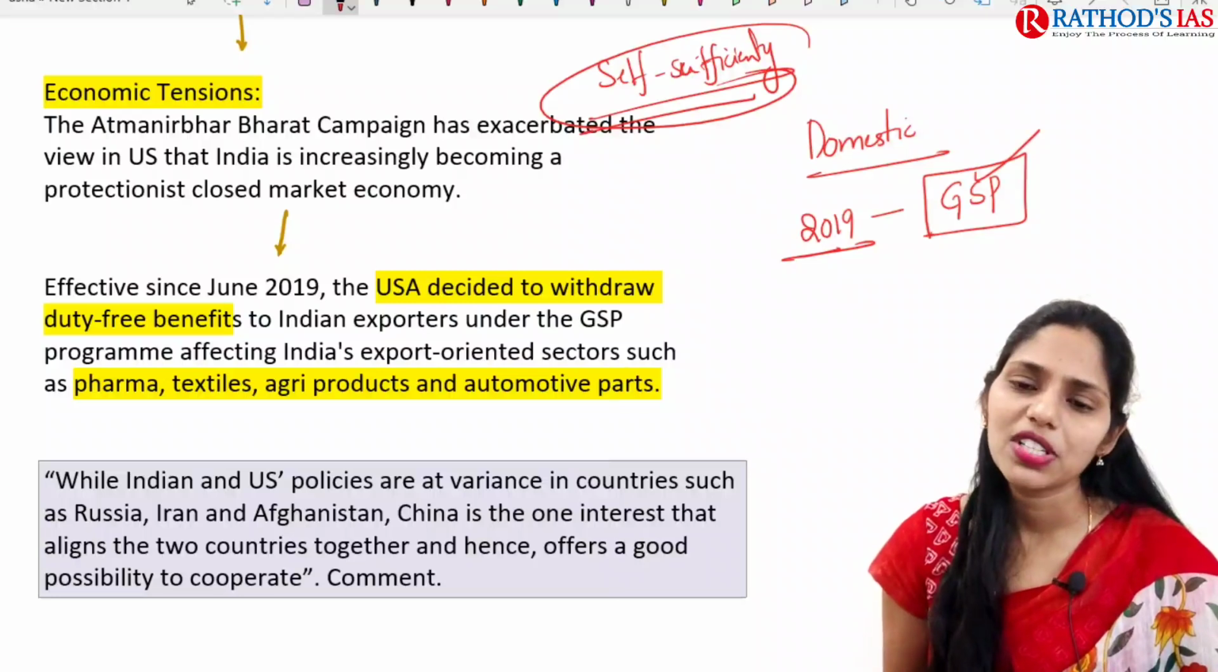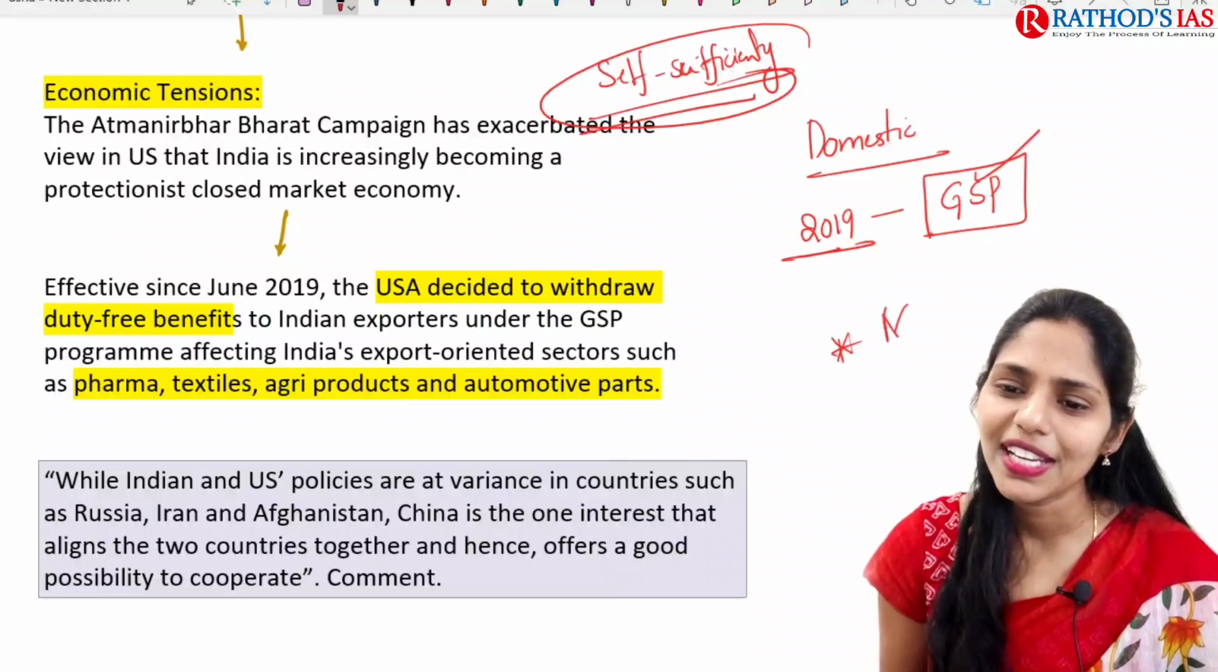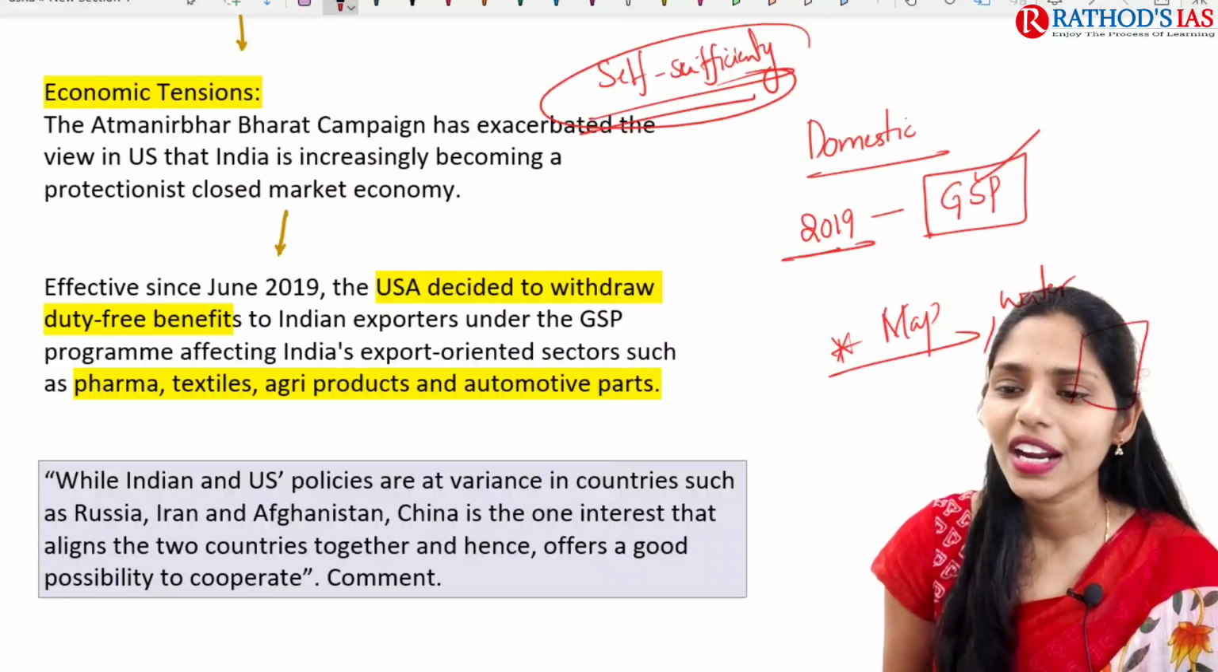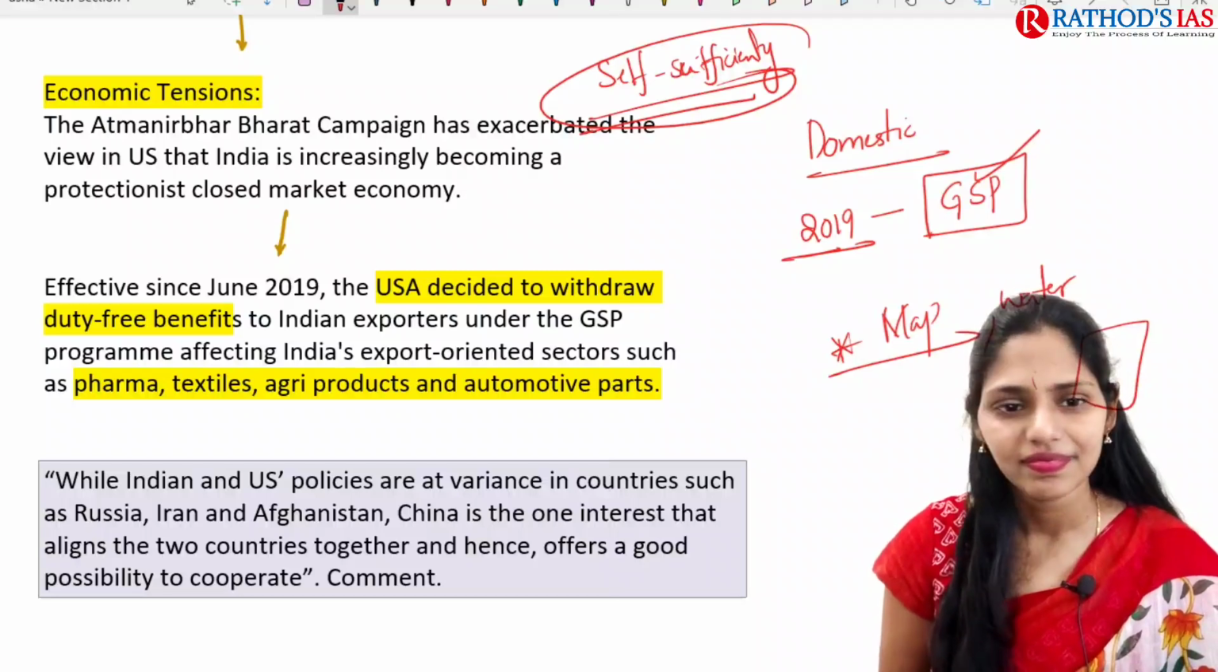I hope it is very much clear. And your homework is, please go to the map and let me know what the water bodies are which are present around the US.